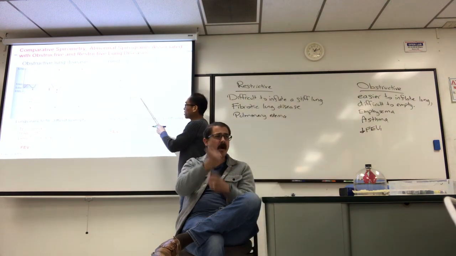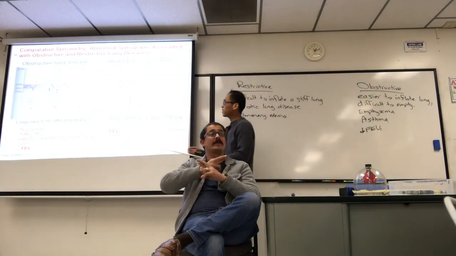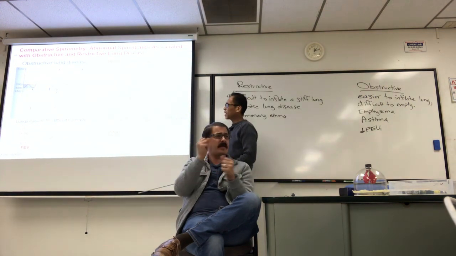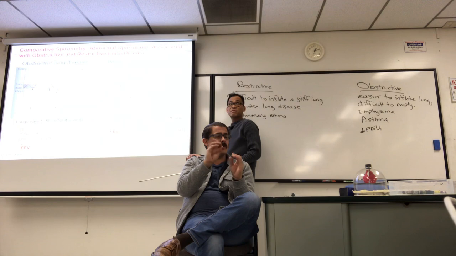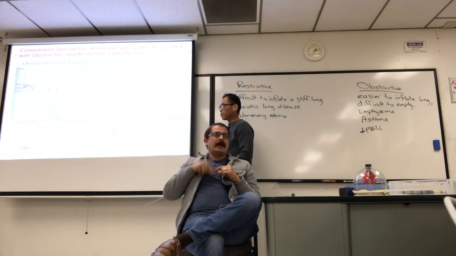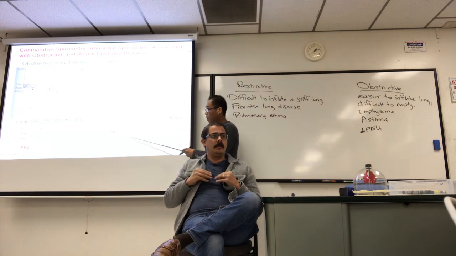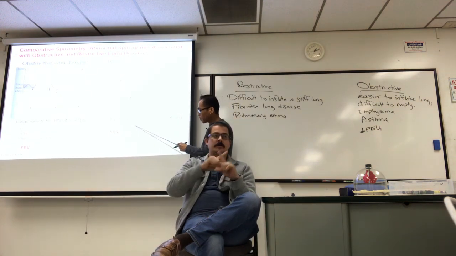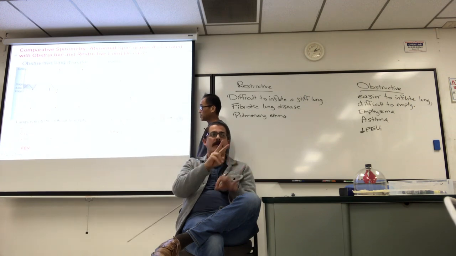See how this one, for a restrictive lung disease, everything is just squished down. Okay, it's like there's no obstruction. But you just can't inflate all the way, all these like shallow breaths. FEV1 may appear normal because there's no obstruction. But I would say the main thing is vital capacity is reduced.